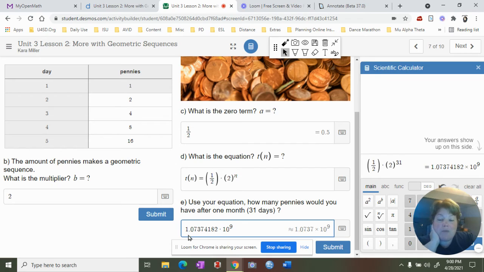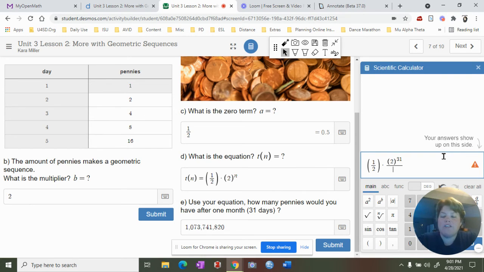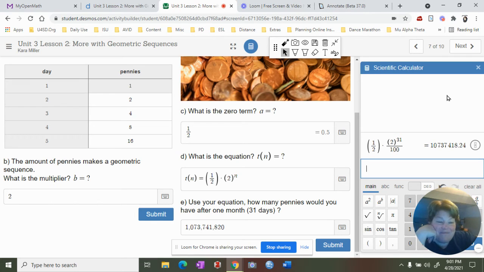Now, if I want, I can shift my decimal point over to the right 9 spaces. So that's 3, 6, 7, 8. If I put another 0 there, I can go back and get rid of this decimal, and let's look at what we have. We have on day 31, 1,073,741,820 pennies. That's a lot of pennies. If I wanted to, I could say, let's see how much that is in dollars. And we can divide by 100. And now we have $10,737,418.24 just by finding 1 penny and doubling the number of pennies each day.